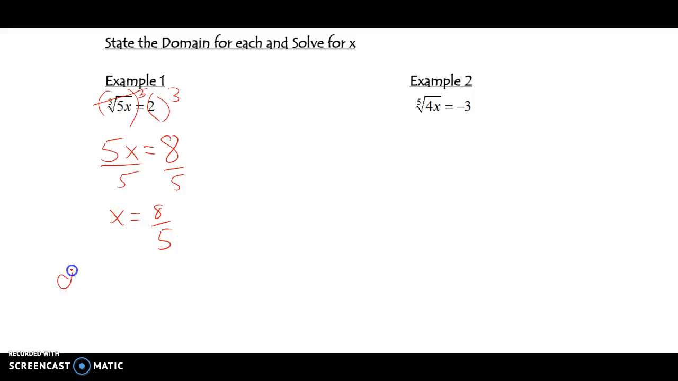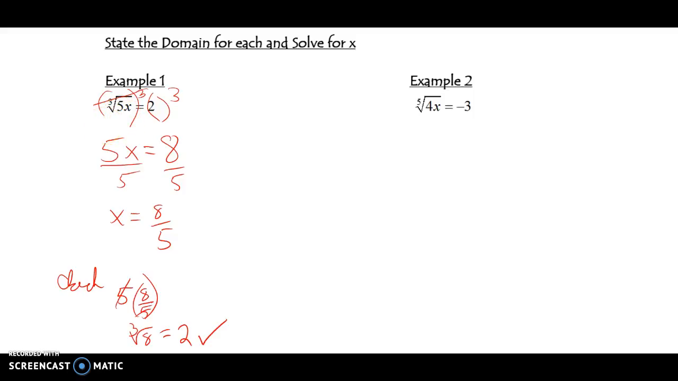And let's check. If we take 5 times 8/5, that's our value for x, we would get 8, and then the cube root of 8 does equal 2. So that's a check. And also thinking about the domain, our answer makes sense. It's within the domain with a cube root. We could have a positive or a negative value under that root.